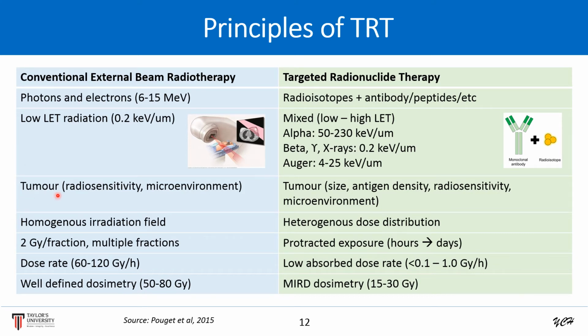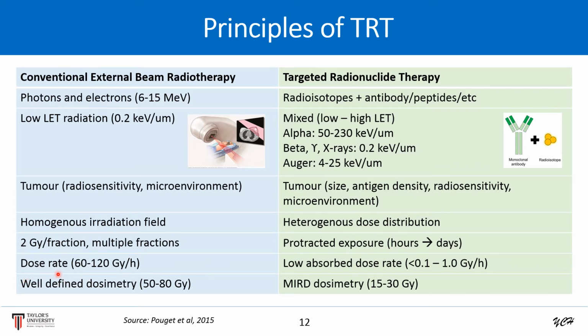And in radiotherapy, we look at the tumor radiosensitivity as well as their microenvironment to determine the treatment regime. However, in targeted radionuclide therapy, there are some other factors that we need to consider, such as the size of the tumors, the locations, the antigen density, radiosensitivity, as well as the microenvironment. In radiotherapy, it's mostly using a homogeneous irradiation field, whereas in radionuclide therapy it is a heterogeneous dose distribution. It can be throughout the whole body. And in radiotherapy, we use 2 gray per fraction for multiple fractions, whereas in targeted radionuclide therapy, it is more like a protracted exposure, and the radiation exposure can last from hours to days.